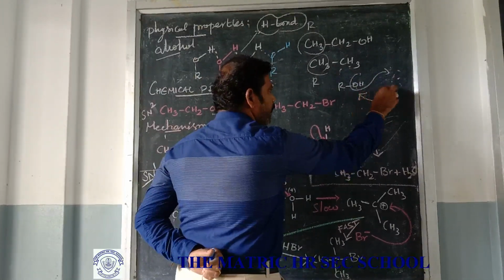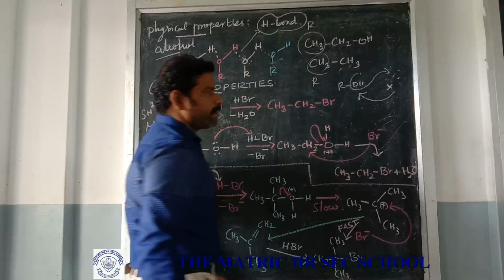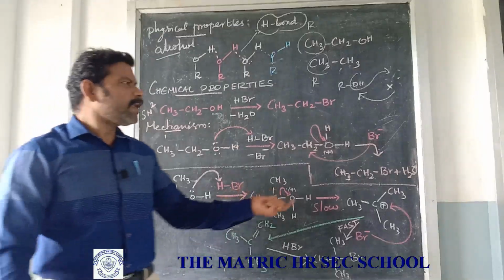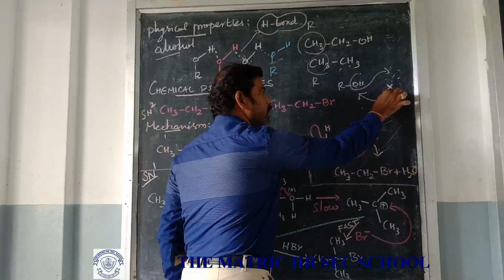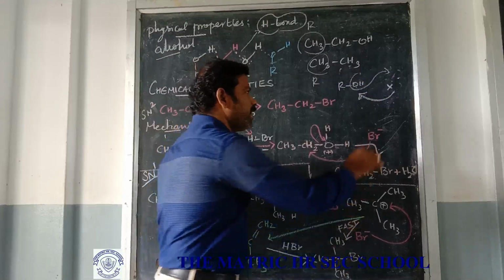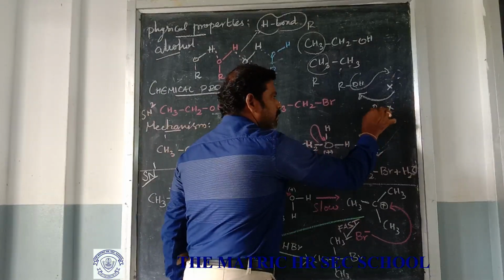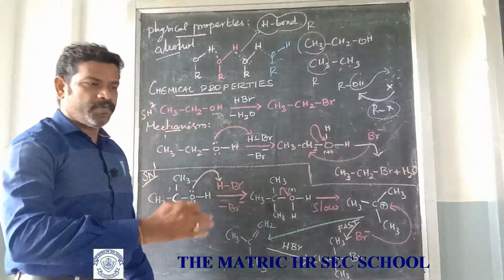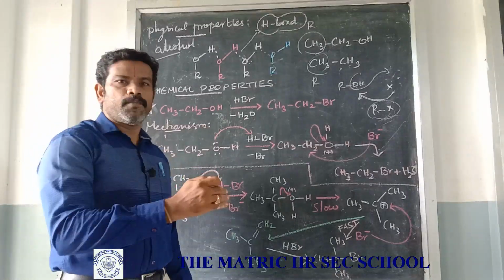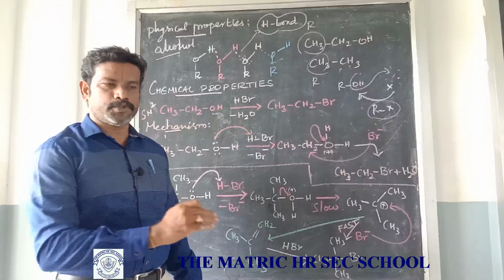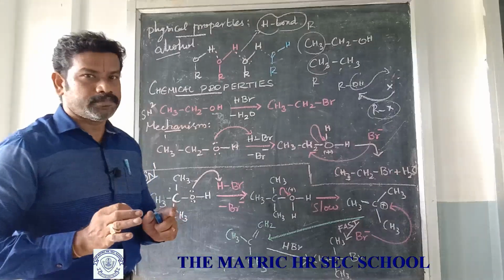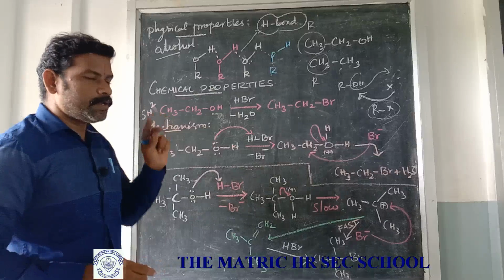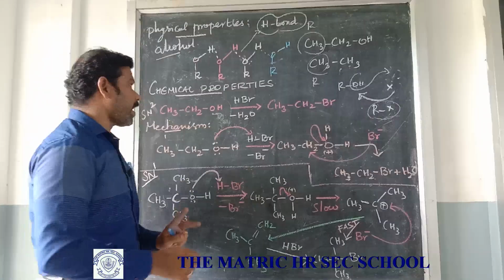You will add another one, HX. X means nitrate, chloride, bromide; you will take any one. One of the compounds will substitute this part, and you will get RX. That is the substitution reaction. One compound is removed, and you add another compound or atom or element that substitutes this part. That is called substitution. So I will take two types of substitution reaction.